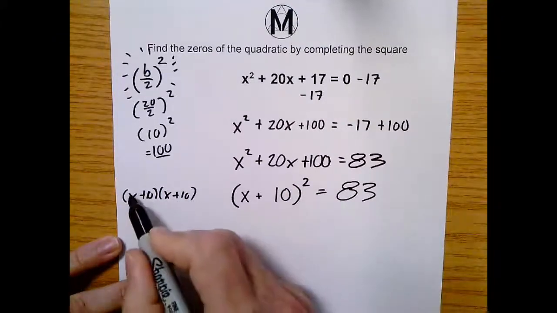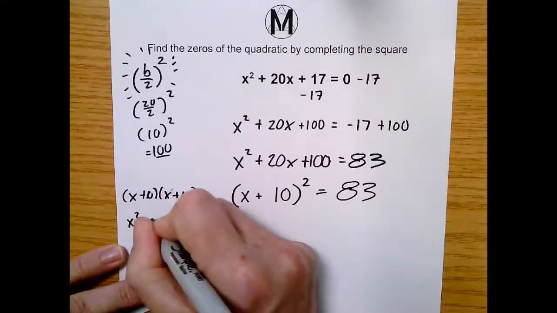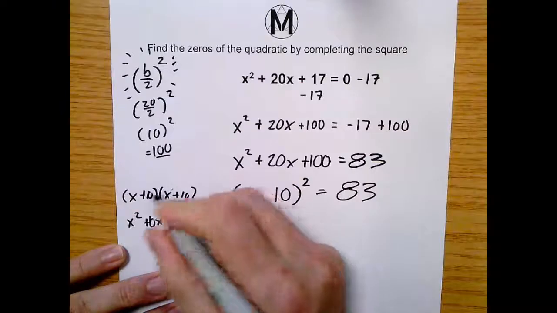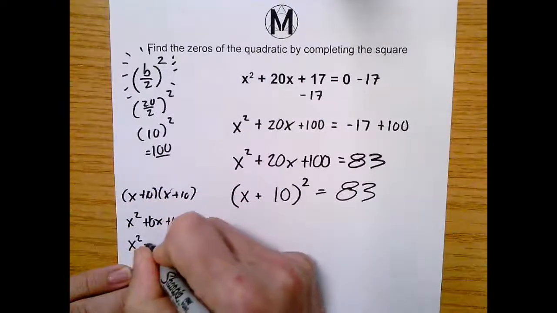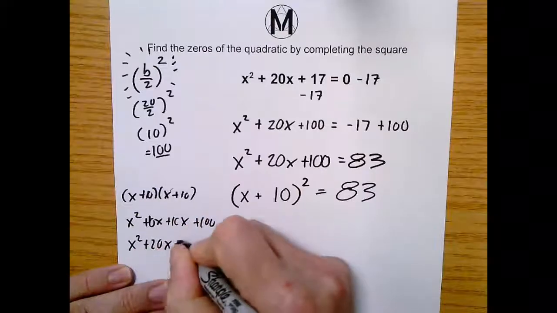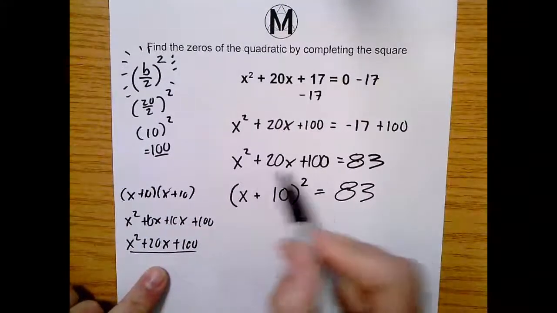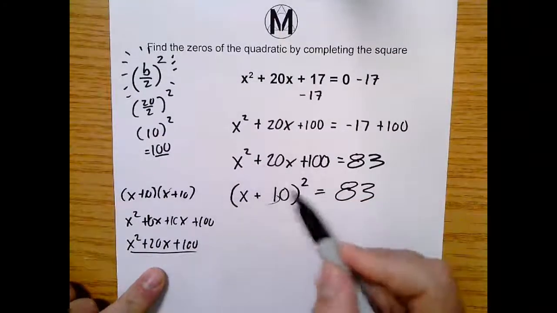Okay, if you FOILed this, you get x squared plus 10x, gosh, I keep forgetting the 1, plus 10x plus 100. If you add that together, you get x squared plus 20x plus 100. See, it goes right back to where you were. So that's the power of this perfect square quadratic. It can let you very quickly just factor it down just like that.